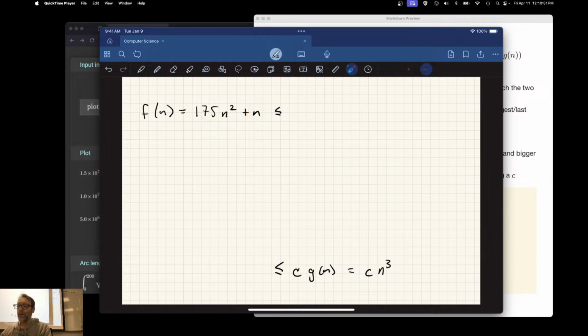I could multiply by n. That'd be going too far though. In fact, you can split this up. You can multiply that one by n, right?